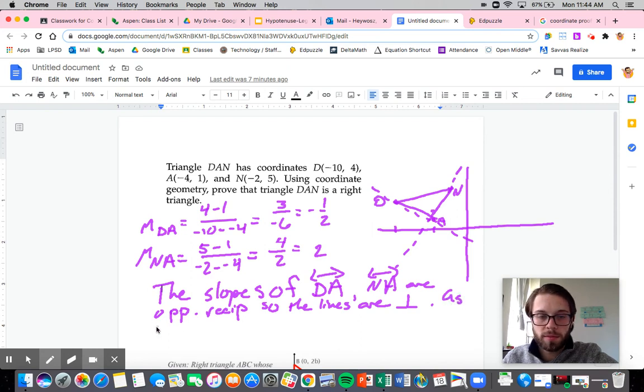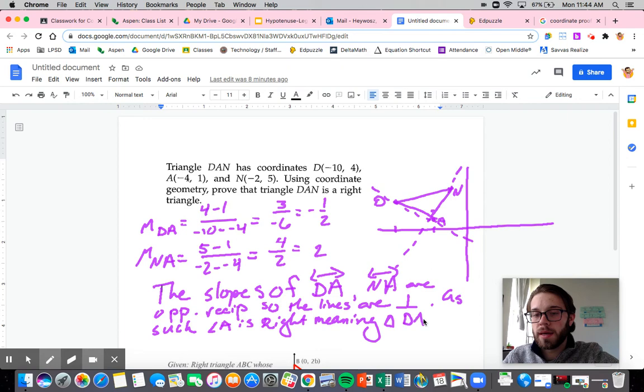As such, angle A is right, meaning triangle DAN is right. Okay, so just something quick like that, just so that way I can clearly see that you know what you're doing. It doesn't need to be long. You don't need to give me a whole paragraph, a sentence or two at most, and I'll know what you're talking about. All right.